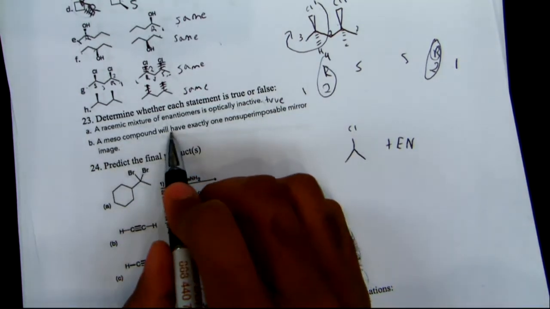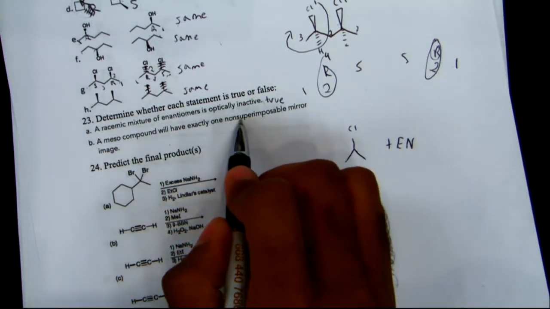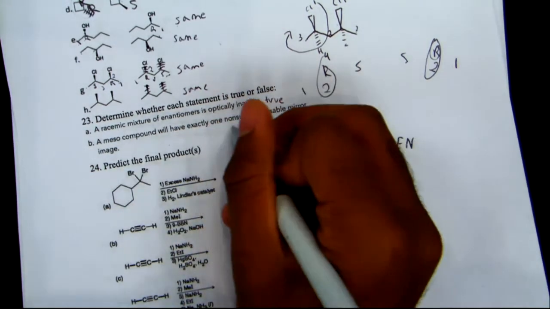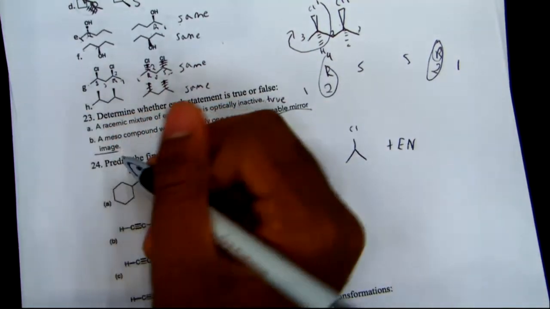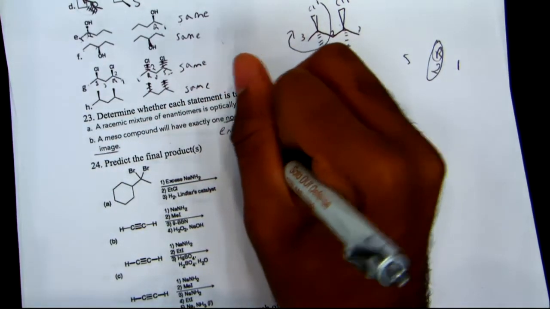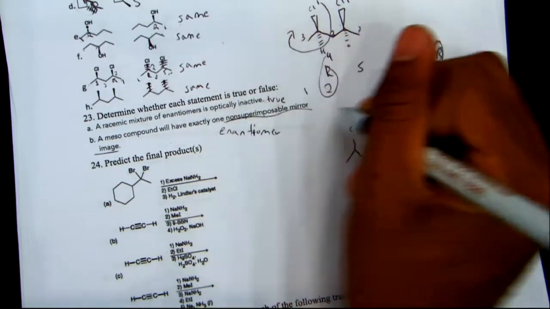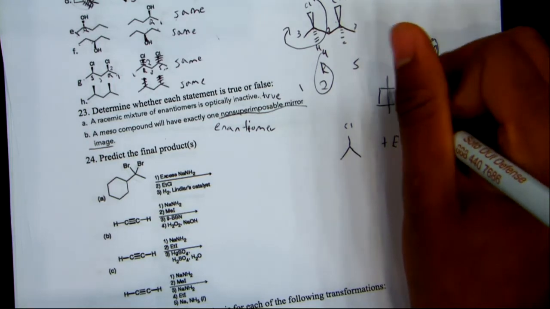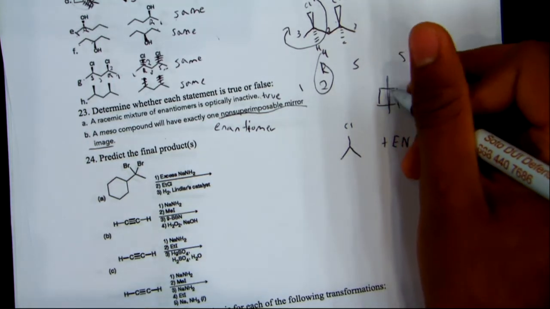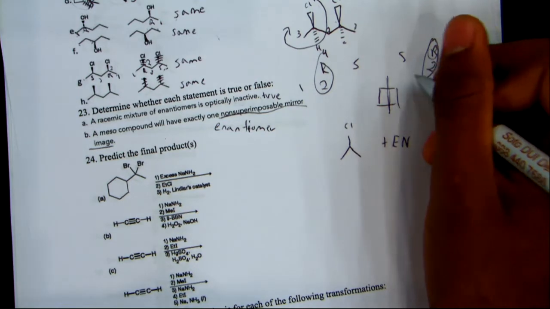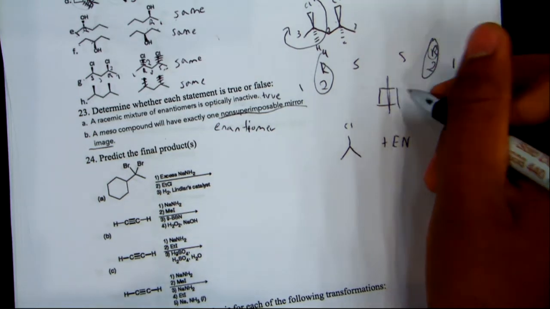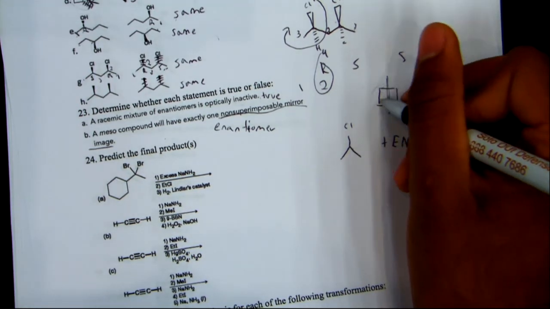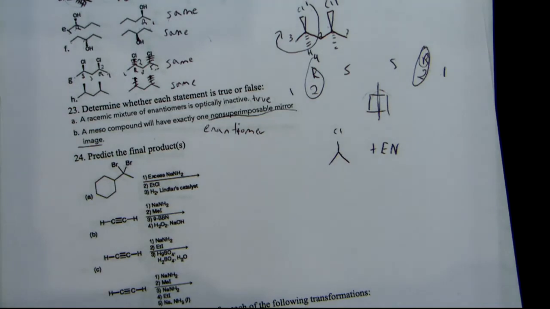A meso compound will have exactly one non-superimposable mirror image. One non-superimposable, this is the keyword, mirror image. That means enantiomer. Meso compounds have like a plane of symmetry. They are optically inactive, achiral, so they can't have a non-superimposable mirror image, because if it has a plane of symmetry, you could always place it over itself. That's just how meso compounds work.